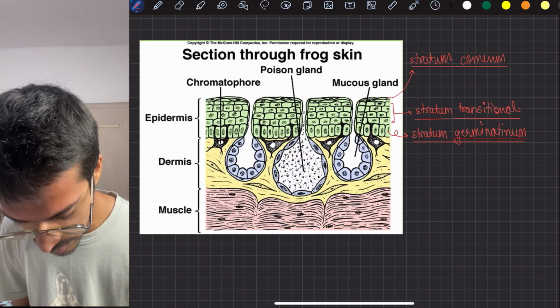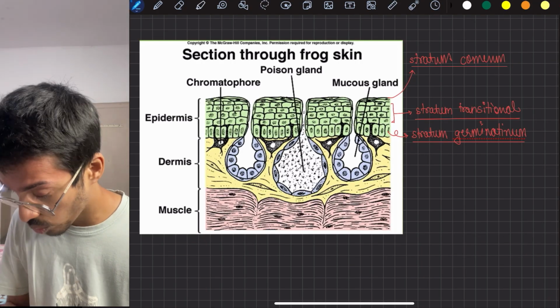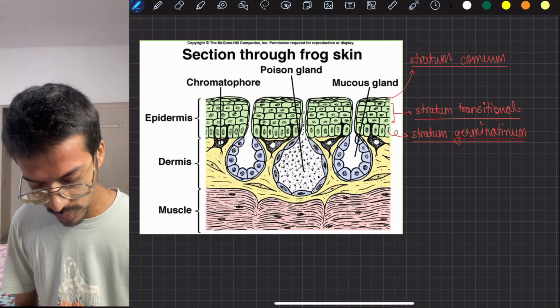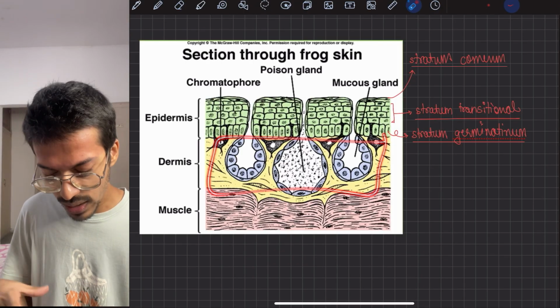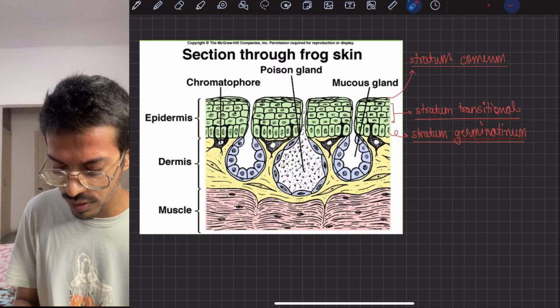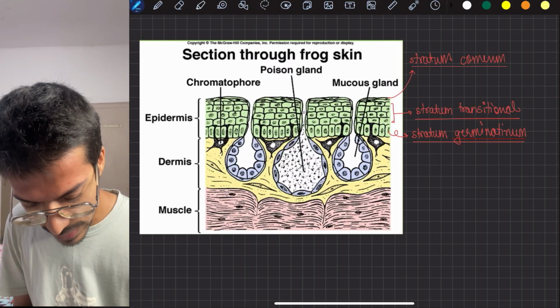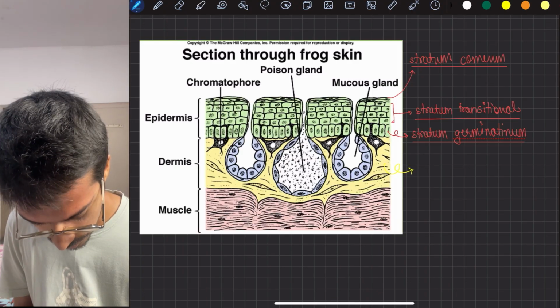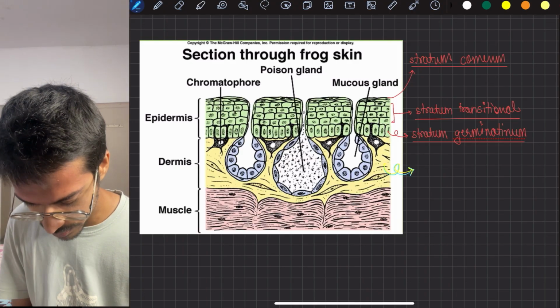Now comes the dermis. When we are going through the dermis, this whole cell layer, if you see over here, has a common type of tissue organization. So what would the layer over here be called?